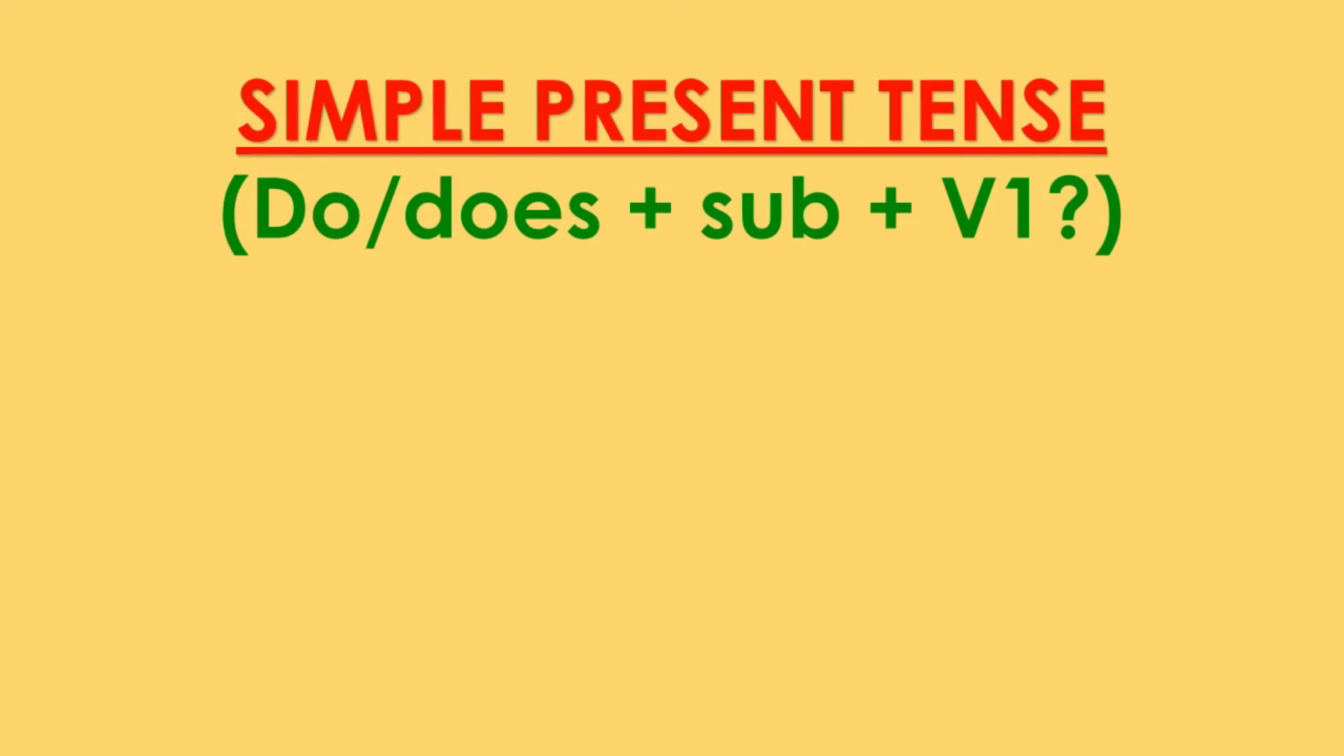In order to make a question, we use the auxiliary verb do or does. Does for third person singular number and do for the rest of the pronouns. Now the do verb is followed by the subject, and the subject is followed by the first form of the verb. Let us have a look at some of the examples.